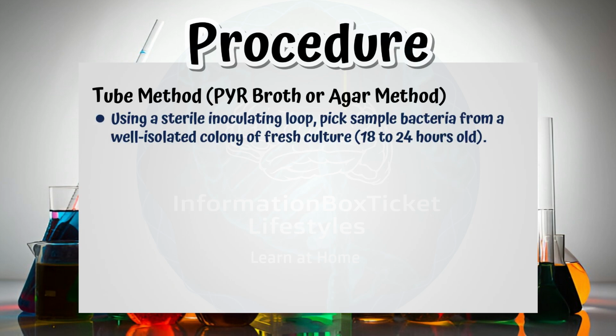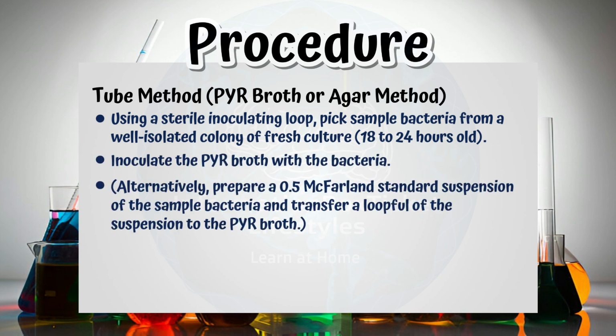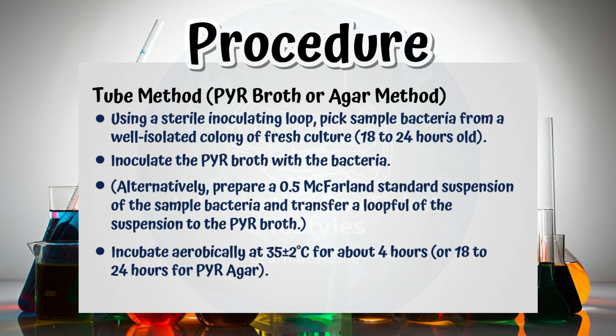Using a sterile inoculating loop, pick sample bacteria from a well-isolated colony of fresh culture, 18 to 24 hours old. Inoculate the PYR broth with the bacteria. Alternatively, prepare a 0.5 McFarland standard suspension of the sample bacteria and transfer a loopful of the suspension to the PYR broth. Incubate aerobically at 35 degrees C for about 4 hours, or 18 to 24 hours for PYR agar.